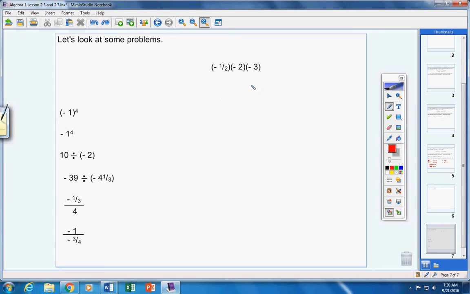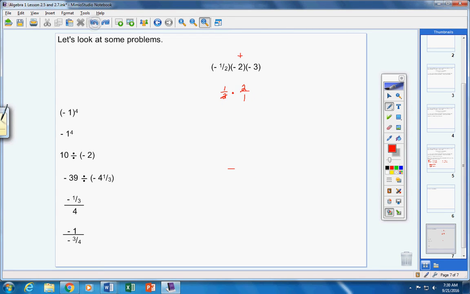Alright, right here. Now, if you remember, we got a negative for our answer, okay? Well, we have all multiplication, right? Yes, we have all multiplication. Add up your negative signs. How many negative signs do you have? 1, 2, 3. 3 is an odd number. So you know your answer is going to be negative. That's pretty fast, isn't it? Another example.